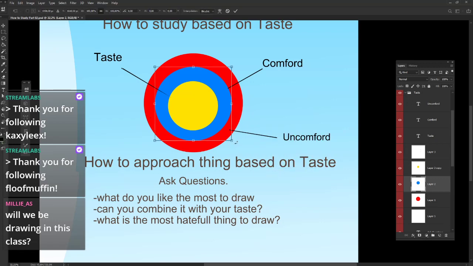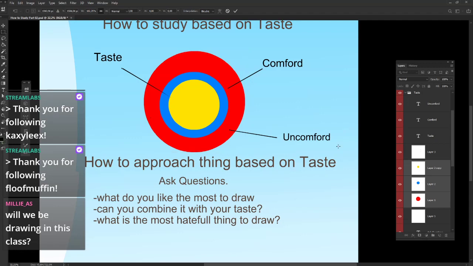The uncomfort zone basically showcases the things that you absolutely hate or dislike, what you are not comfortable with drawing. It could be erased, but it's not erased. It could be slightly smaller, but not erased.